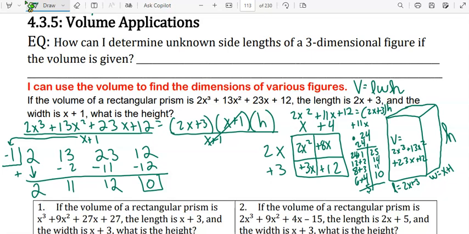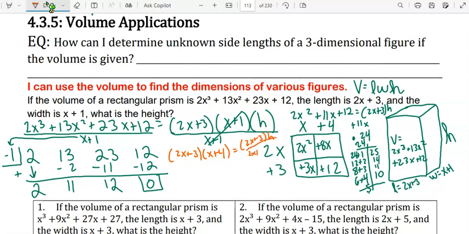X times 2x, that's 2x squared. That works. Okay, 4 times 2x, that's 8x. That works. X times 3, 3x. That works. And then 4 times 3 is 12. Now let's rewrite that. Parentheses 2x plus 3 times x plus 4 equals parentheses 2x plus 3 times h.